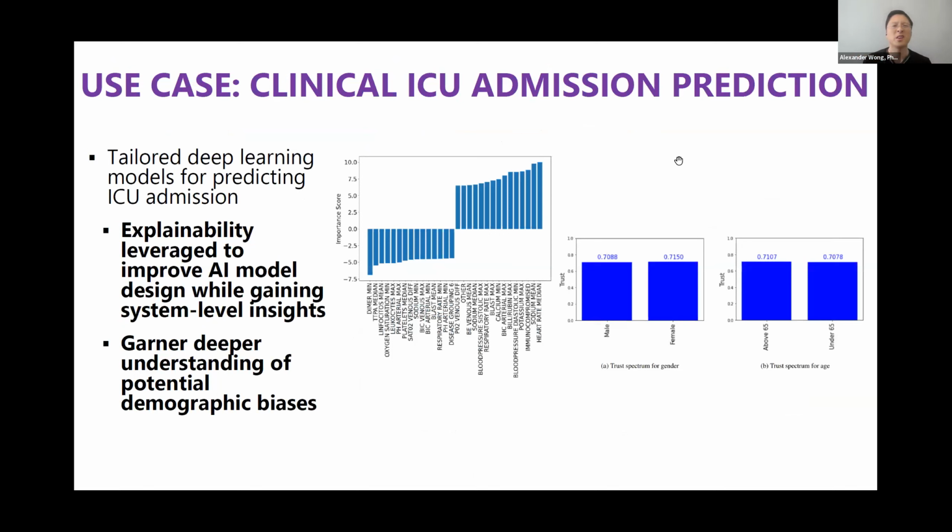We've also applied it to the notion of AI-powered clinical ICU admission prediction, where the underlying goal is to predict whether an individual needs to receive ICU admission given the current patient profile. And so we're able to leverage explainability to improve the AI model design while gaining system-level insights. So we're able to identify what are the key factors necessary. Is it the heart rate, sodium levels, bilirubin levels, and so on, that gives us a good indication that this individual really needs ICU admission, as well as identify things that might actually be confusing the AI model.